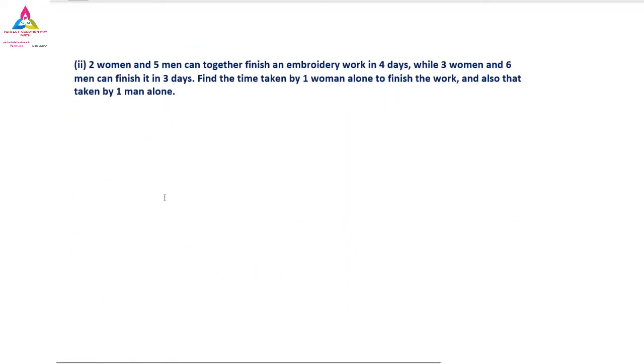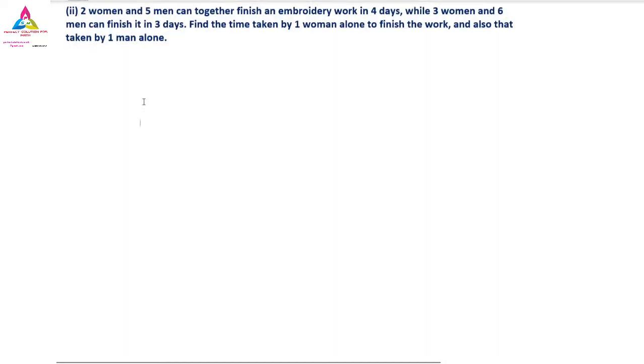The second question what we have here, you can check it correctly. Two women and five men can together finish an embroidery work in 4 days, while three women and six men can finish it in three days. Find the time taken by one woman alone to finish the work, and also that taken by one man alone. So this is the question they have given.